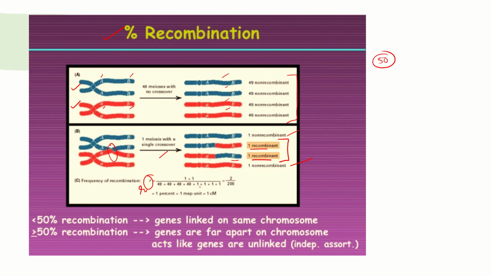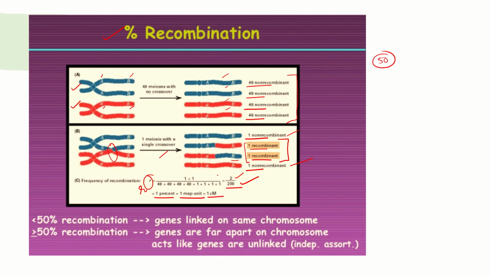divided by the total. The total is 49 plus 49 plus 49 plus 49 parental types, and where there was crossing over, 1 and 1 plus these as well. So you have to take the total, which becomes 200. For 50 meioses we multiply by 4, giving a total of 200 combinations. So 2 upon 200 gives you the value 1%. So 1% means 1 map unit, means 1 centimorgan.